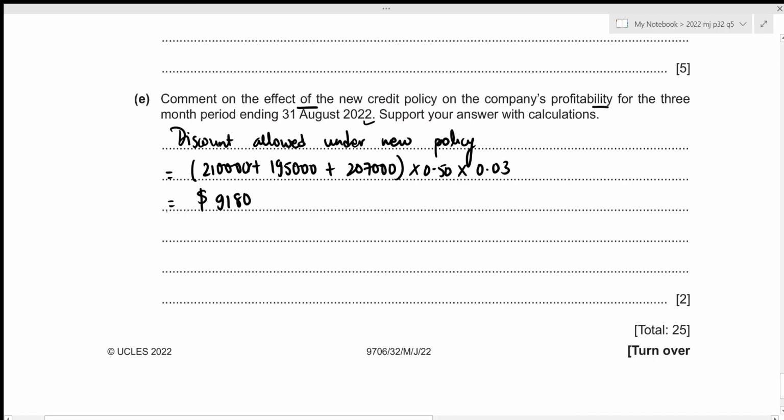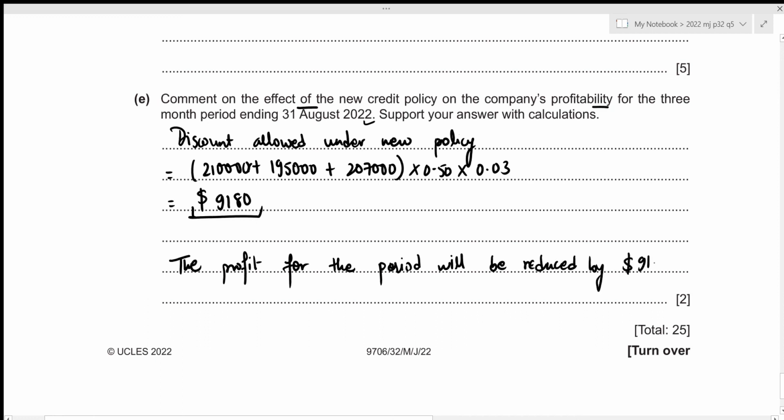And remember that discount allowed is an expense which should be subtracted in order to figure out the profit, which just means that now our profit will be reduced by this amount of 9,180. Let's write it down. The profit for the period will be reduced by 9,180. Alright, this concludes the fifth part as well as the entire question number 5 of 2022 May-June paper 3-2.